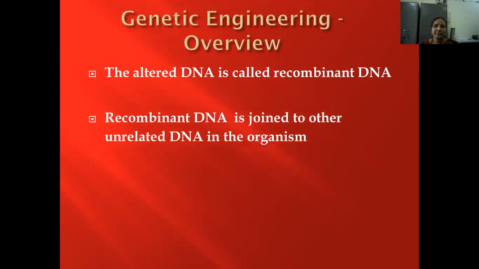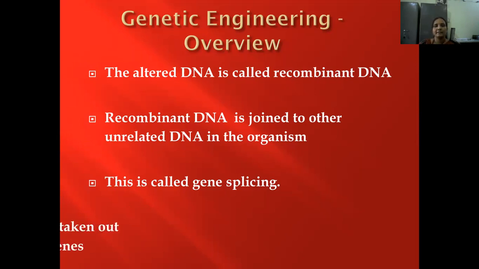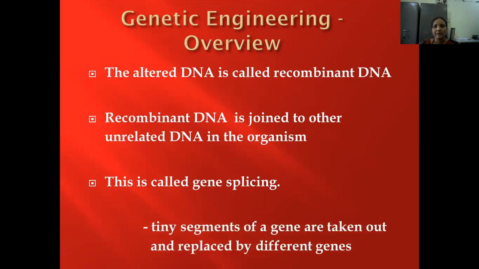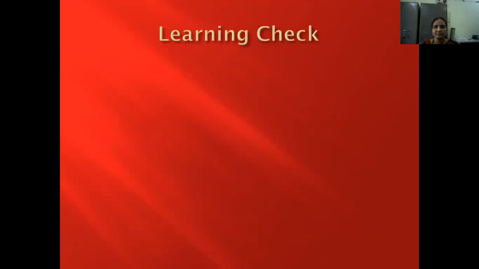Then the recombinant DNA is joined to the other unrelated DNA in an organism. This is called gene splicing. Gene splicing मतलब जीन्स के हम टुकड़े कर रहे हैं, हमको उसमें से जो यूजफुल जीन्स हैं वही हम उसको निकाल के आइसोलेट करके दूसरे इसमें डाल रहे हैं. That process is called gene splicing. Tiny segments of gene are taken out and replaced by a different gene.